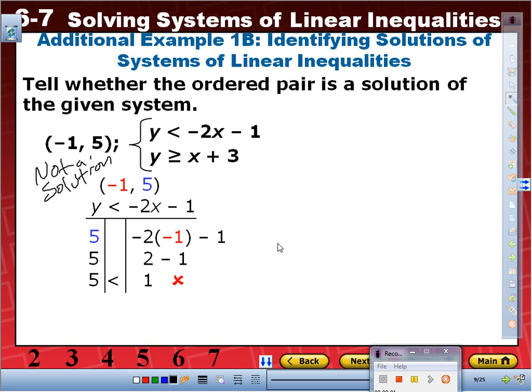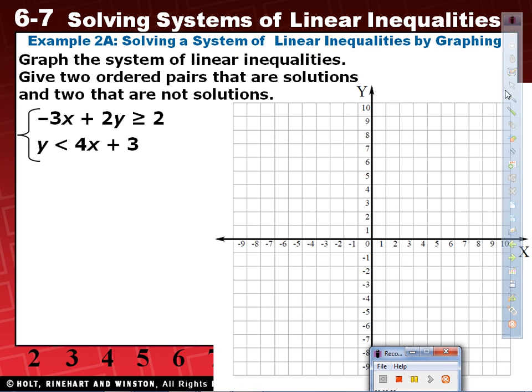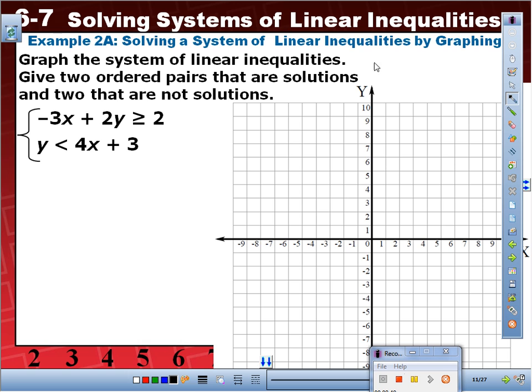Now, get your graph paper in front of you, the big graph paper. Copy example. We're going to label example 2A. At the top of your big graph paper, you're just going to write these two words. Solve and check. Solve and check. And then copy the system. Negative 3x plus 2y greater than or equal to 2 and y less than 4x plus 3. Copy both of that system way at the top.